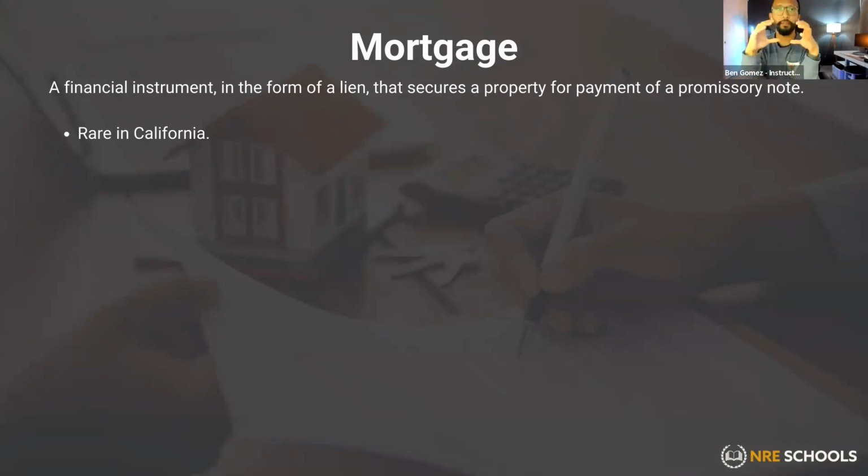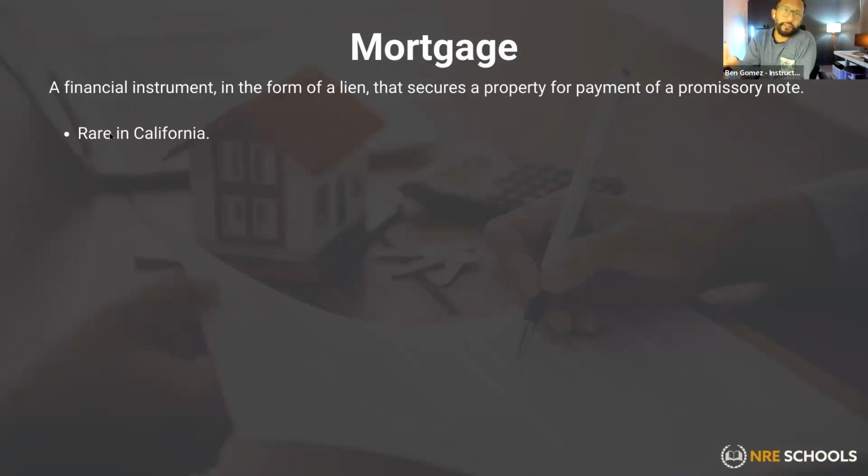What we're talking about, though, are pieces of paper. That's what we're really talking about here. In California, we use deeds. We use a deed to prove that somebody owes somebody money or owes ownership on a property. In other states, they use something called a mortgage. And the mortgage is a financial instrument. It secures property for payment of a promissory note. This is rare in California. Let's cancel out the word rare and just say not used in California.